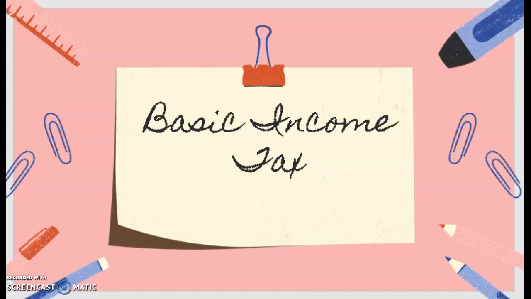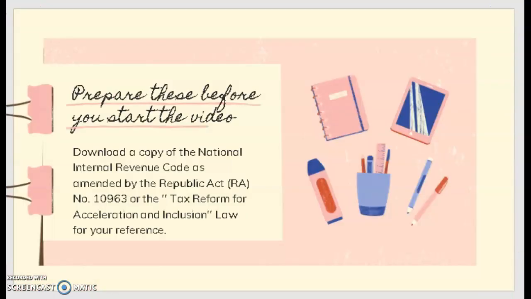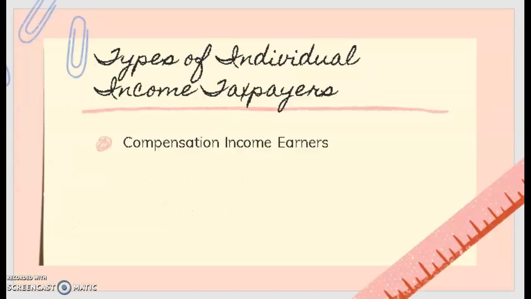But before you proceed, kindly download or open your copy of the National Internal Revenue Code as amended by RA 10963 or the TRAIN Law. So under the amendments in RA 10963, there are four types of individual income taxpayers.